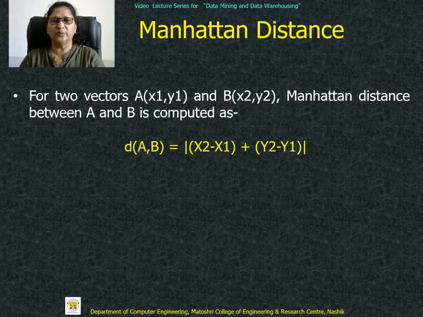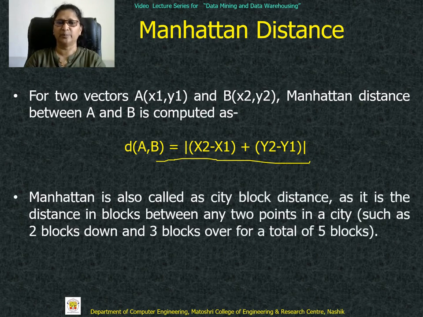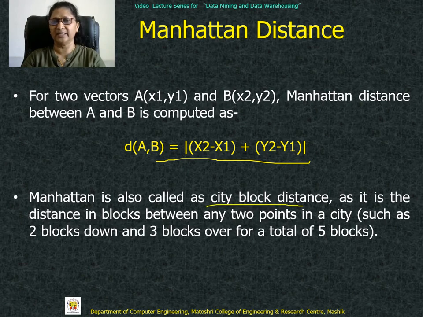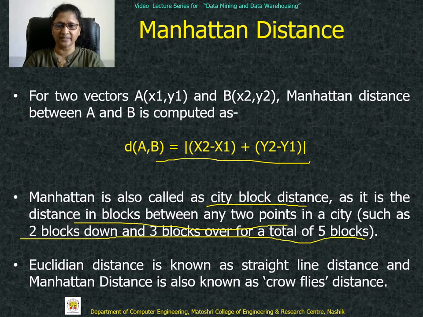So if we are given two vectors A and B, say defined with two features x1, y1, x2, y2, then Manhattan distance is nothing but the sum of absolute differences between these respective features. And Manhattan distance, as we just learnt, is also called city blocks distance because traveling from one area to another is like traveling in terms of blocks, such as 2 blocks down and then 3 blocks right or left or up, summed up as 5 blocks. This is why it is named city block distance, rectilinear distance, also called crow flies distance.